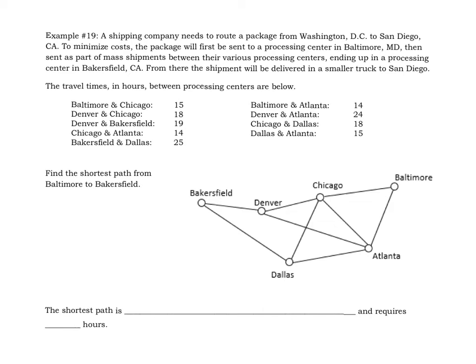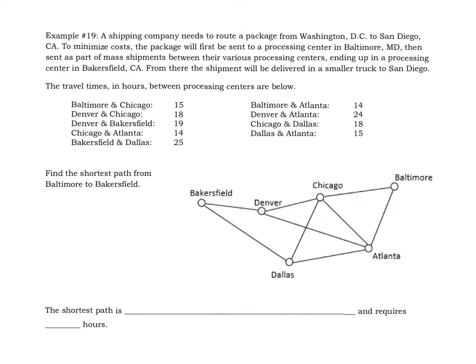Graph theory, example 19. A shipping company needs to route a package from Washington, D.C. to San Diego, California. To minimize costs, the package will first be sent to a processing center in Baltimore, Maryland, then sent as a part of mass shipments between the various processing centers, ending up in a processing center in Bakersfield, California. From there, the shipment will be delivered in a smaller truck to San Diego.